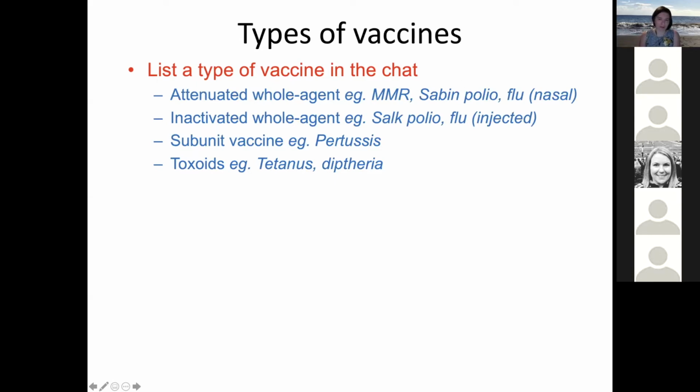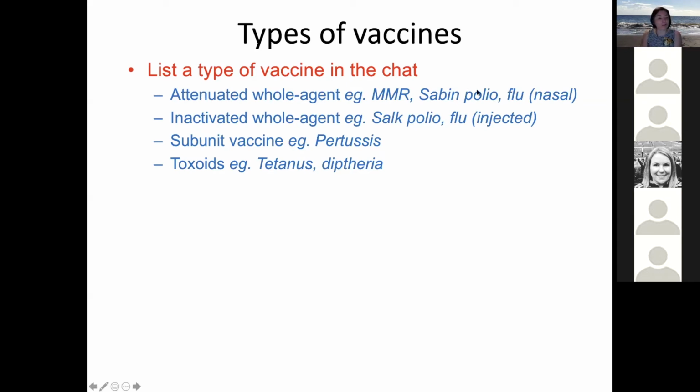You do not have to memorize these at all, but just so you can feel like a connection to them. The MMR contains an attenuated whole agent. Okay, that means it's alive, right? It's a virus, so it's not really alive, but it is actually capable of getting into a cell. It just doesn't cause disease. So attenuated means that even though it's still functional and can reproduce, it's not disease causing anymore. It's been altered through passing through cells over time.